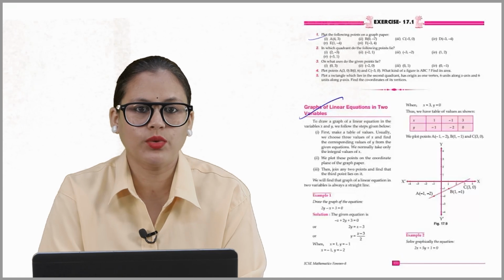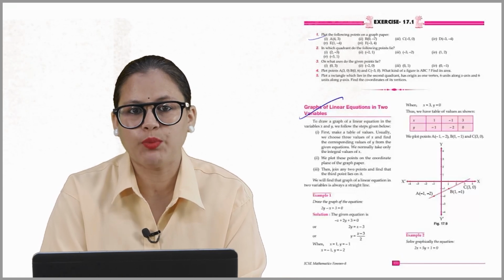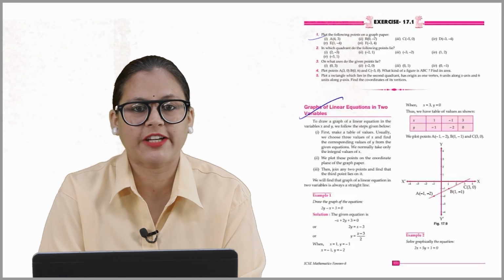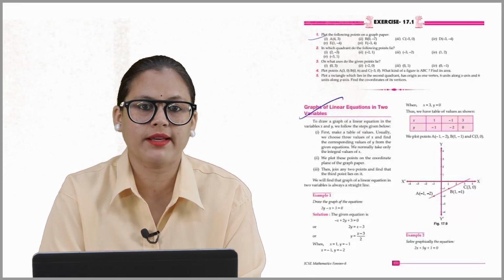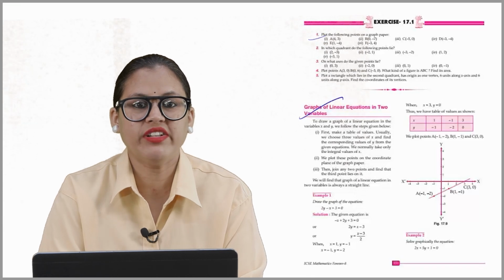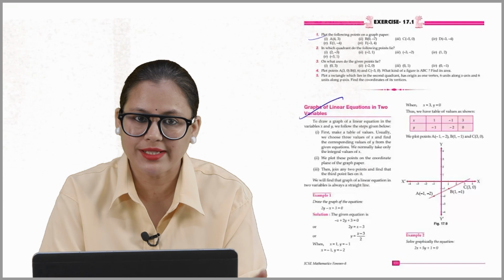We normally take only the integral values of x. 2, we plot these points on the coordinate plane of the graph paper. 3, then join any 2 points and find that the third point lies on it. We will find that graph of a linear equation in 2 variables is always a straight line.